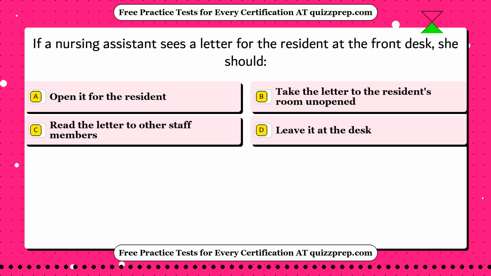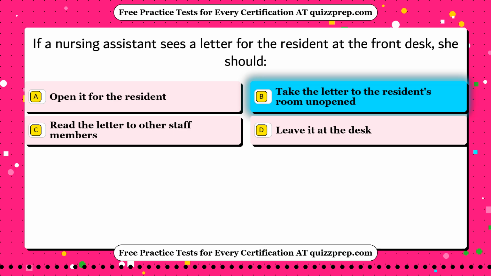Question 81. If a nursing assistant sees a letter for the resident at the front desk, she should: Option A, open it for the resident. Option B, take the letter to the resident's room unopened. Option C, read the letter to other staff members. Option D, leave it at the desk.